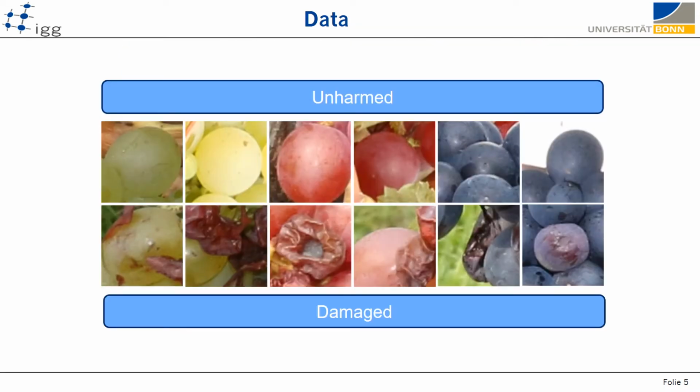Here you can see examples of the extracted patches. The upper row shows unharmed berries while the lower row shows damaged ones. On the left side, you can see that the color of a berry is drastically influenced by the lighting conditions.